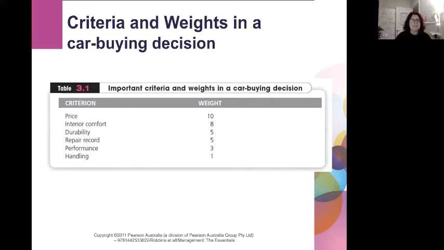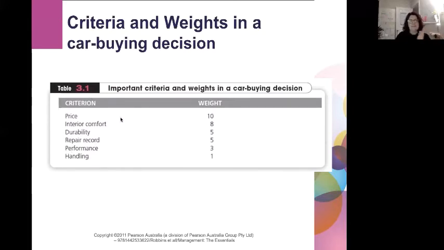And so the factors they've identified in this example are price, the interior comfort, the durability of the car, the repair record, so, you know, is it prone to breaking down, that sort of thing, which would go into the overall cost of managing and having that car on the road, the performance of the car, and the handling of the car.